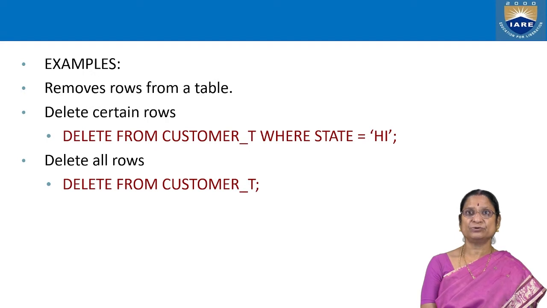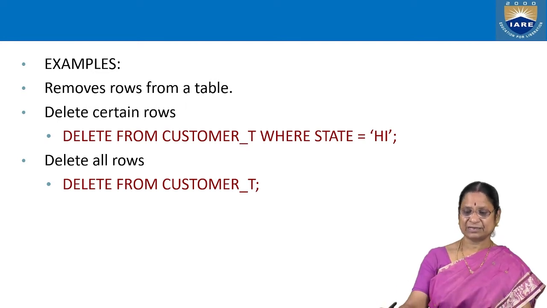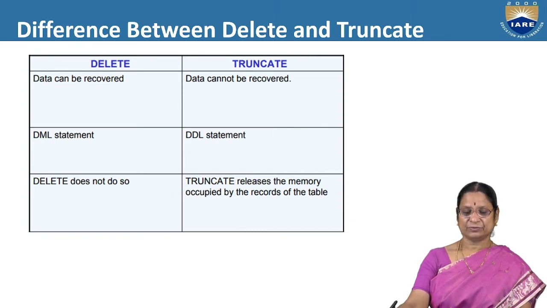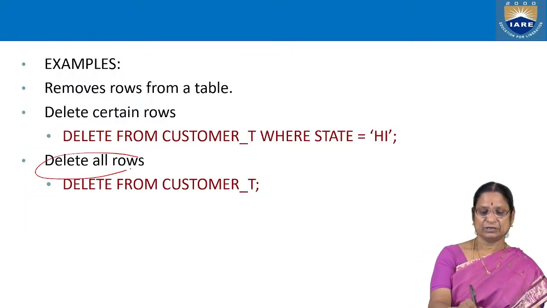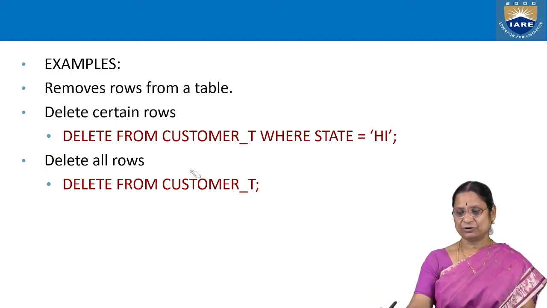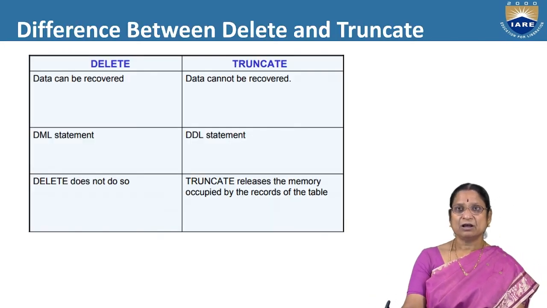Another example, remove rows from the table: delete certain rows where state is equal to H1. Delete all rows: just now I explained, all rows of the customer table are deleted. Now you observe, delete all rows means delete from the table without any where condition, it will delete all rows.